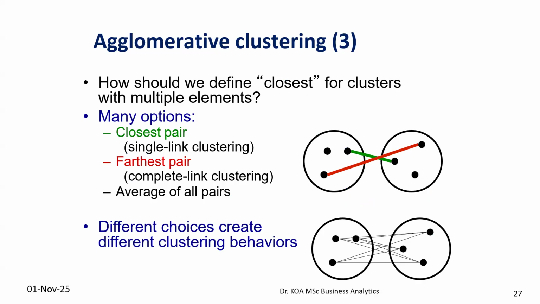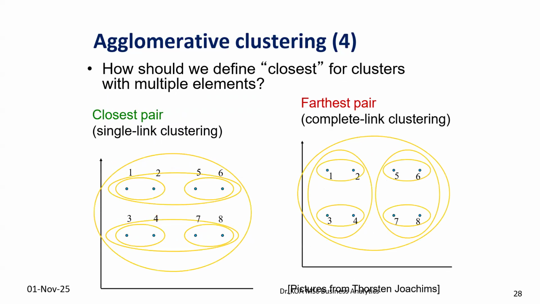Now, we are going to look at another one. This one is too obvious. Anyway, the answer is there. How should we define the closest for clusters with multiple elements here? So let's go to the closest pair, single link clustering. If you look at 1, 2, 5, 6, 1 and 2 are closer to each other, so we can start with that.